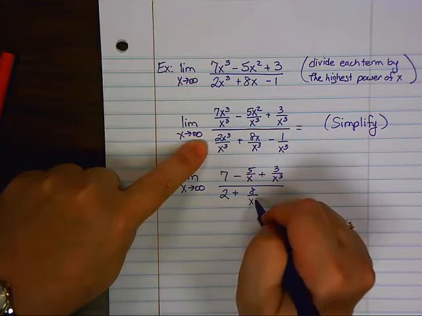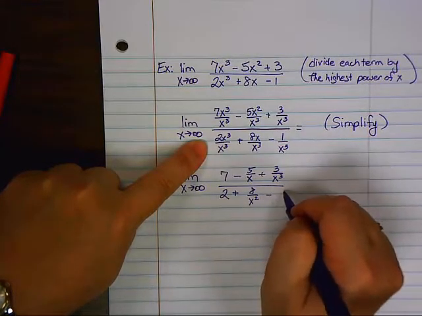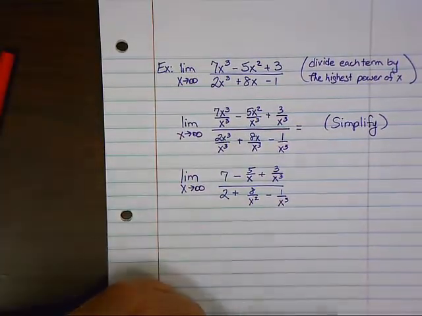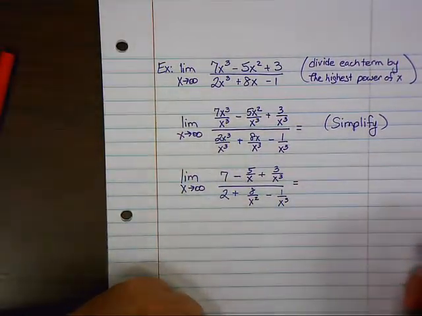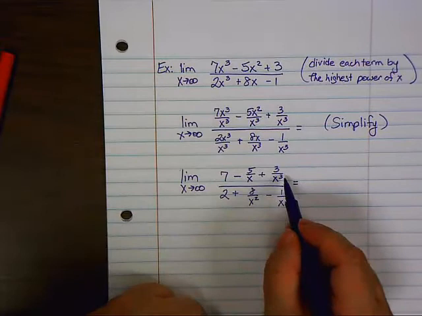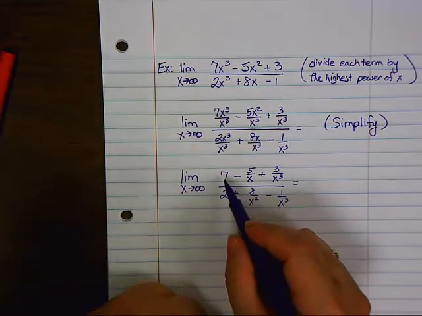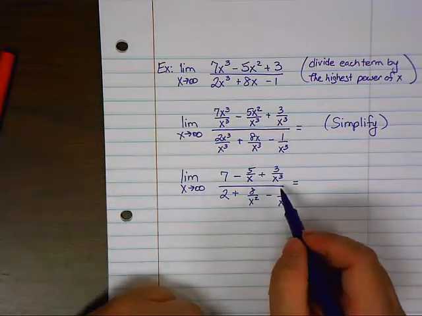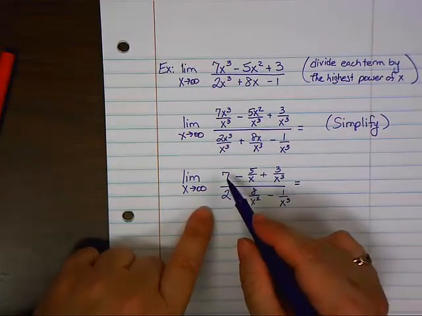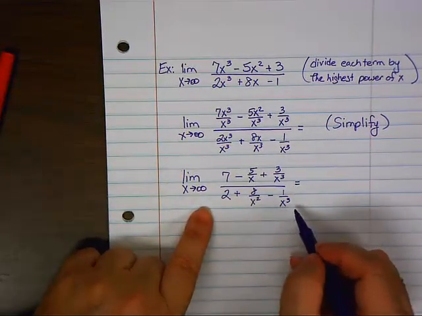X to what power? Squared minus, you can't do the third fraction, so 1 over x to the third. Okay, now we're ready to finish it up. Here's the deal. According to the properties, if you have things added or subtracted in a limit, you just take the limit of the first, limit of the second, limit of the third, and you add or subtract them together. That was what the properties told us. So what I need to do is take the limit of each one of these individually.